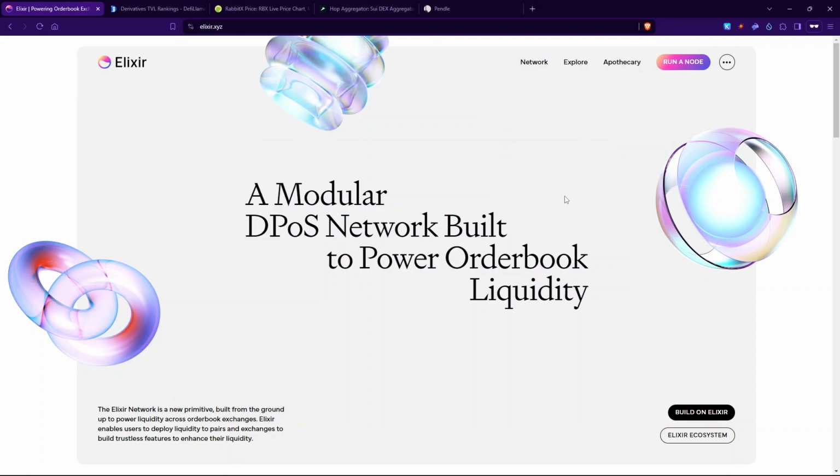Hey guys, today's video is about Elixir Protocol. So let's try to understand what Elixir Protocol does. Elixir Protocol helps improve and bootstrap liquidity for existing and new order book exchanges.